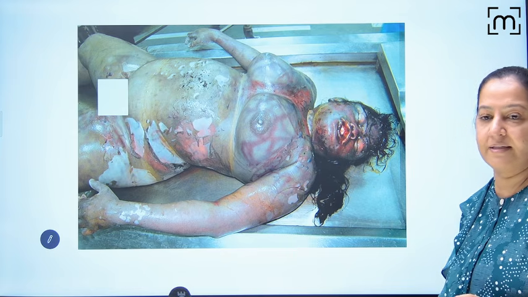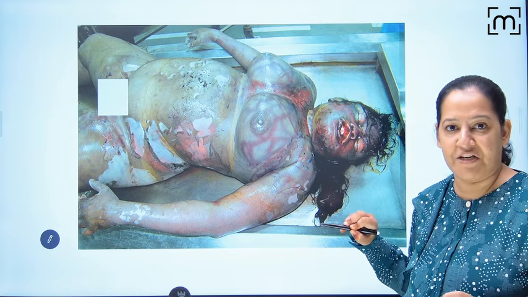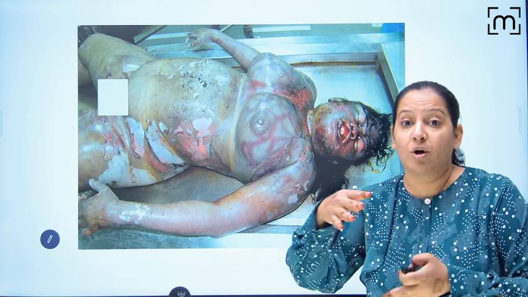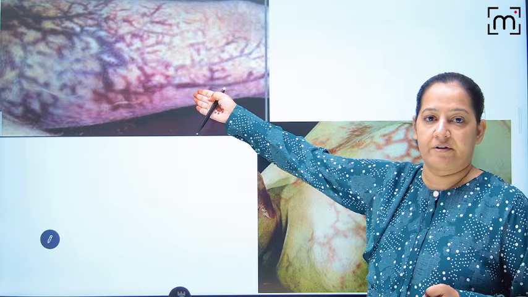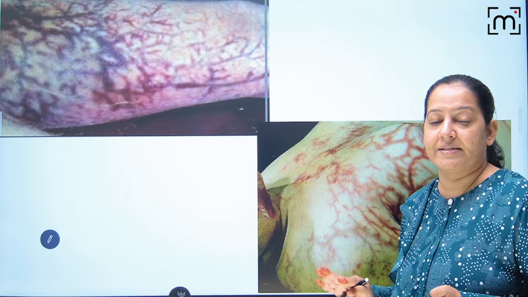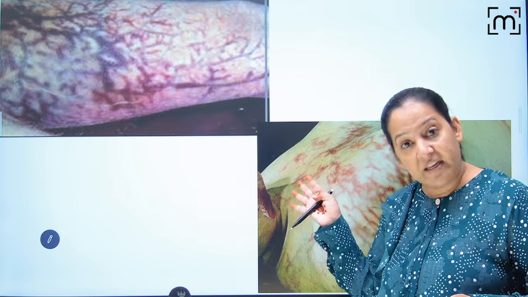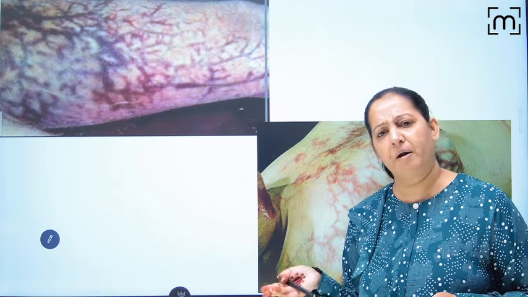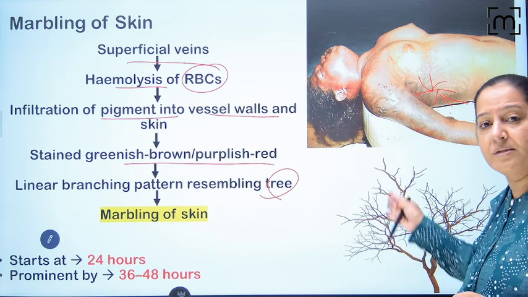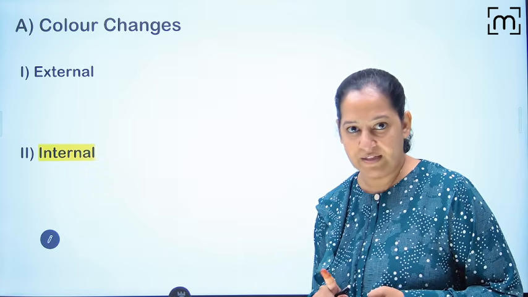You got it? You can see this. Appreciate the marbling on the breast superficial veins. You can appreciate it well, the tree-like structure. You can appreciate the course of the superficial veins here in the leg veins, and here on the chest. So the infiltration of hemoglobin in the wall of the superficial vein gives greenish or purplish discoloration. This is known as marbling. Marbling means like a tree, because it is superficial veins. You will remember this term, marbling of the skin, you understood?